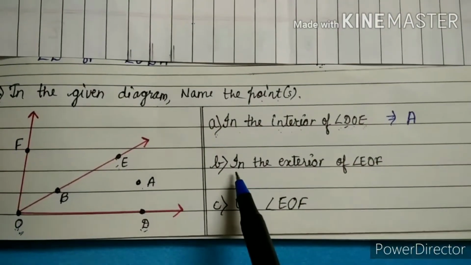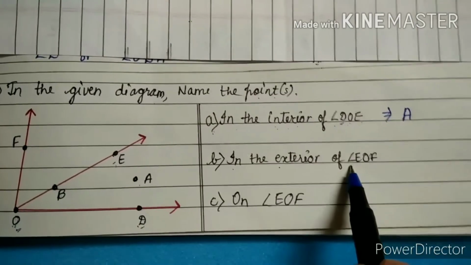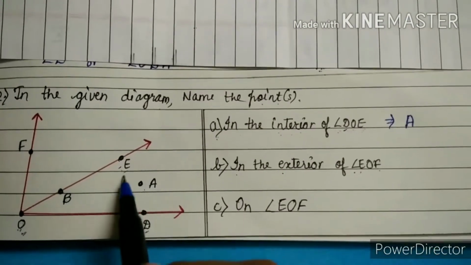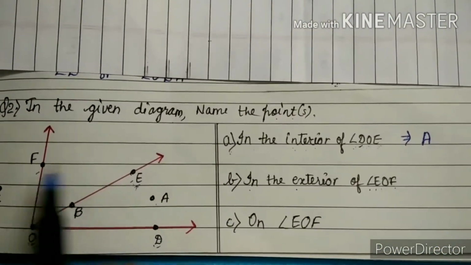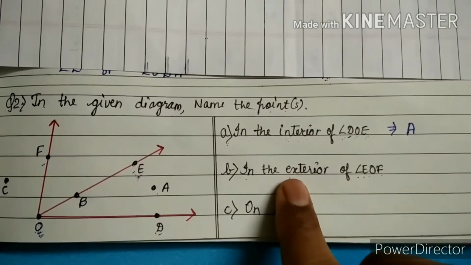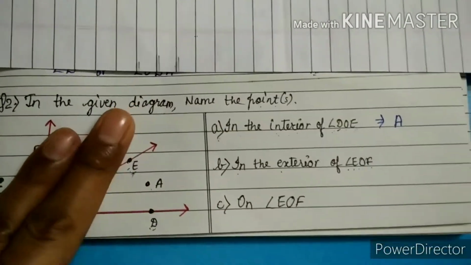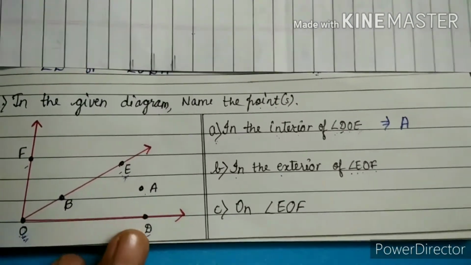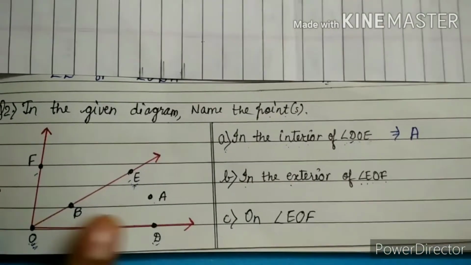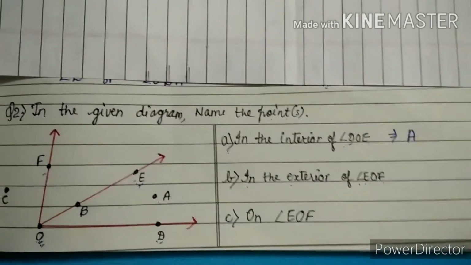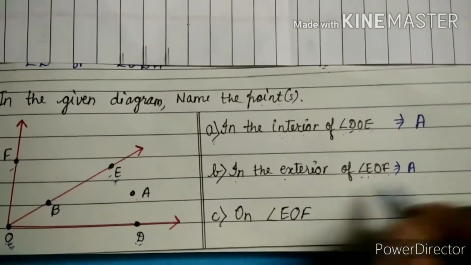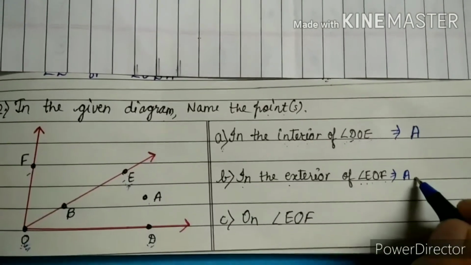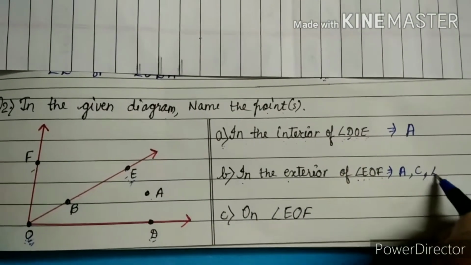Now B is in the exterior of angle EOF. So firstly we have to see where is E. Here is E, O, F. Exterior means outside. So this much portion we will hide. And how many points have you seen? A, D, C. These three are coming outside of angle EOF. Answer is A, C, D.